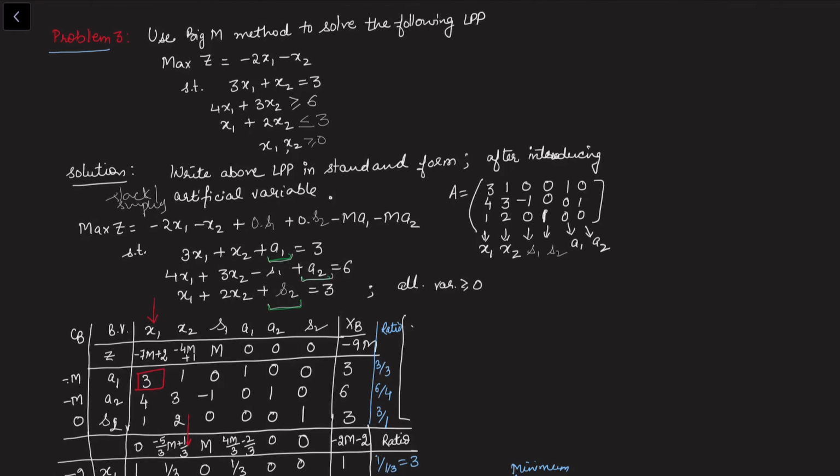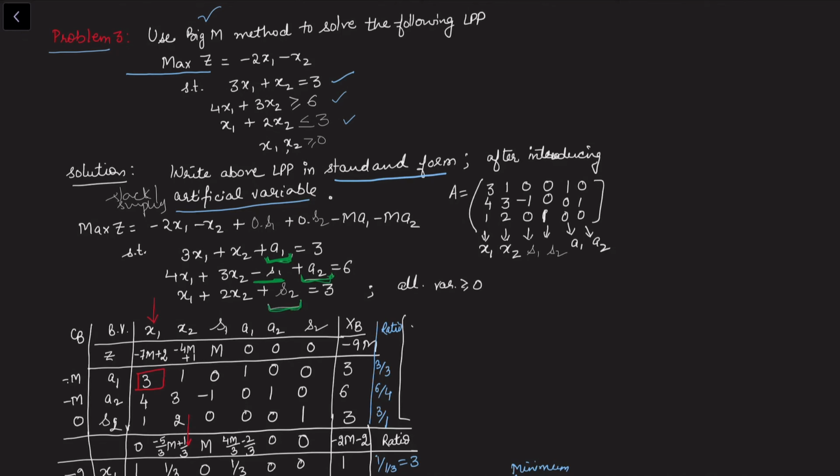Now in the third problem, I want to solve this linear programming problem with maximization, and I'm using the Big M method again. You can see that the first constraint is an equality, the second is greater than or equal, and the third is less than or equal. Once I write the LPP into standard form, introducing slack, surplus and artificial variables, the first constraint needs an A1, and the second also needs an artificial variable because I have a surplus variable.